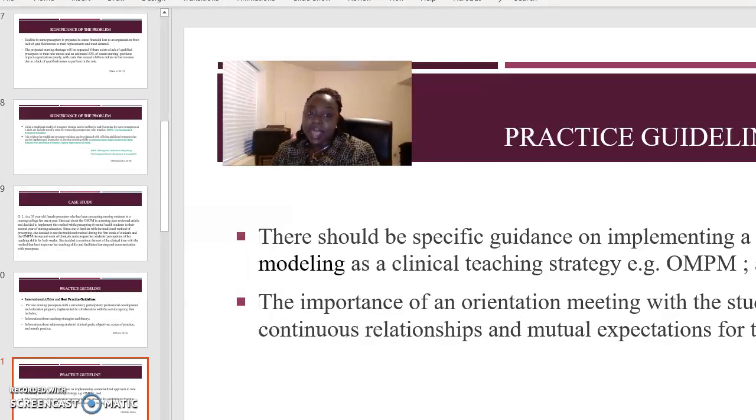According to this practice guideline, there should be specific guidelines on implementing a standardized approach to role modeling as a clinical teaching strategy. So this is where the 1 minute practice guideline comes in. It is very specific and standardized. We have 6 processes that need to be followed, and that way the preceptor is able to really teach the students what needs to be taught. And there is the importance of an orientation meeting with the student for establishing a trusting, continuous relationship and mutual expectations for the experience.